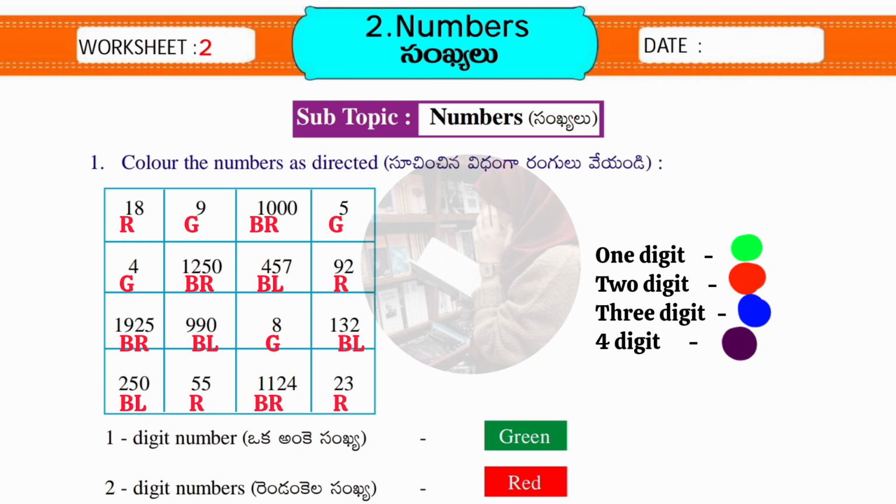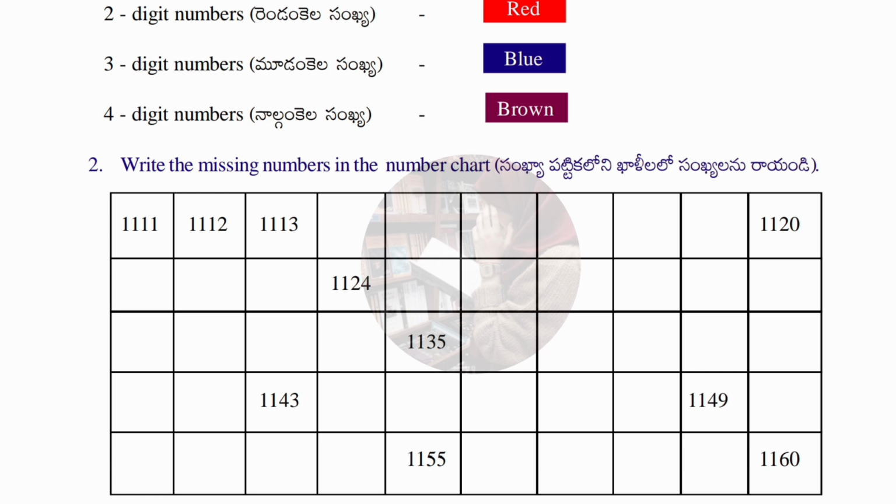Next 4 digit number 1124. That's why brown color. Next 2 digit number is given, 23. That's why red color. Got it, guys? So you don't have to swipe up and down, that's why I have written separately 1 digit for green, 2 digits for red, 3 digits for blue and 4 digits for brown.